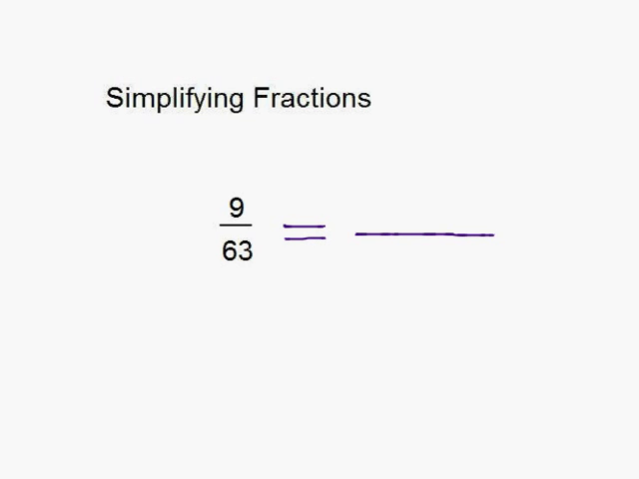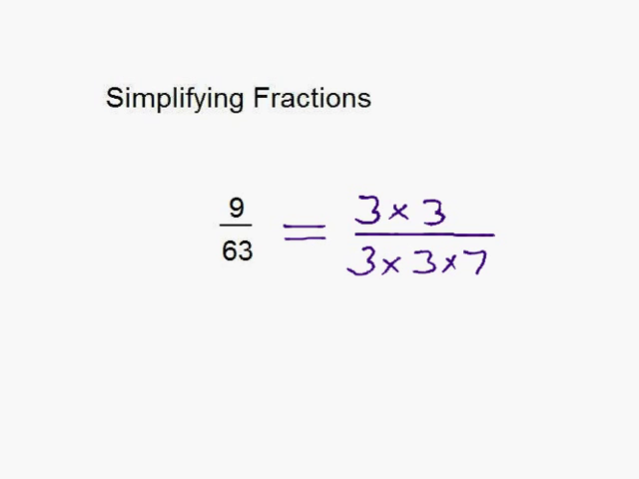The prime factorization of 9 is 3 times 3. And the prime factorization of 63 is 3 times 3 times 7. And that completes our first step.